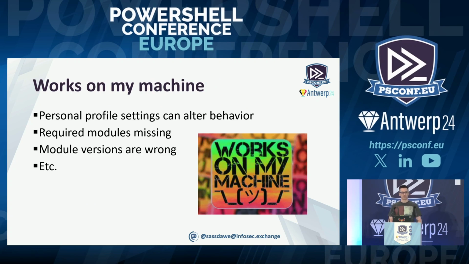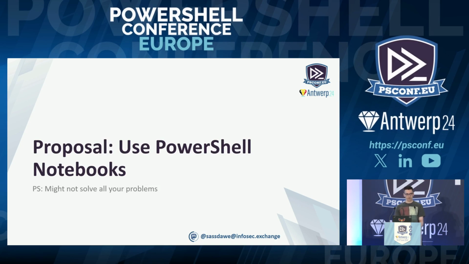Okay, so the situation is you have something, it works on your machine, but that can depend on many things. You can have a profile with custom settings in it, which alter your scripting behavior. You can have modules pre-installed, which might be missing somewhere else. You might have the right version of the module, someone might not, etc. It all gives you this: it works for you, it doesn't work for anyone else. Now, the proposal to solve this situation is to use PowerShell notebooks. It should work everywhere. I haven't tested everywhere, but in theory, it should run even in pipelines in the cloud or on-prem.